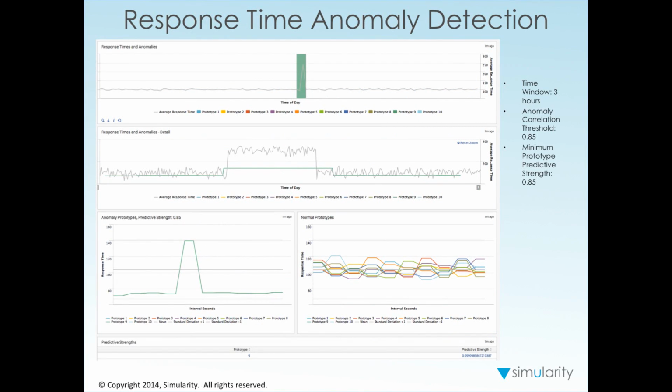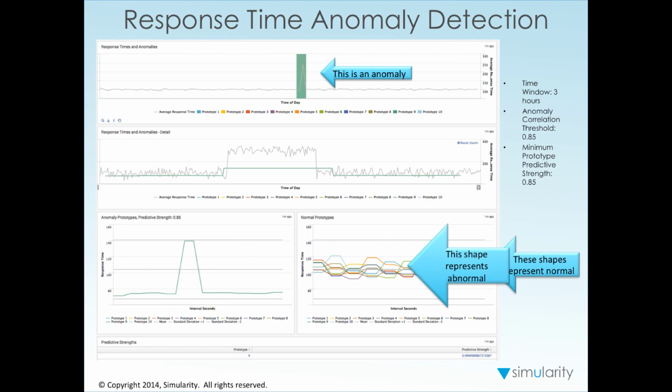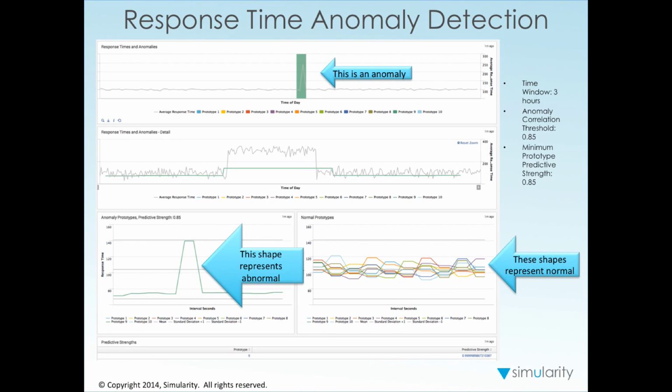You can also use event series predictive archetypes for anomaly detection. Here's an example of an anomaly detection demo that we did. And here is an anomaly that we highlighted. And what we did is develop event signatures for all the normal patterns. In this case, we're measuring response times. And we also have an event signature for an abnormal pattern. And here we indicate the predictive strength of this anomaly event signature.